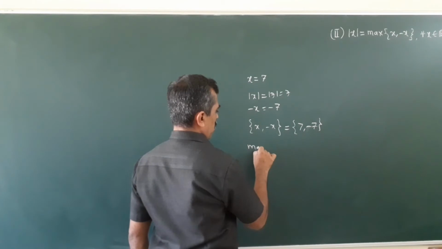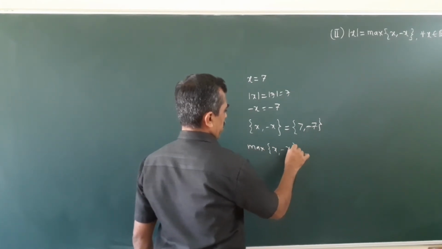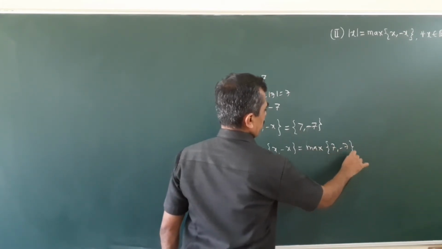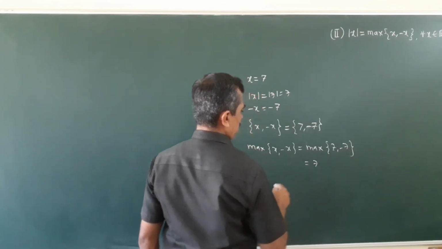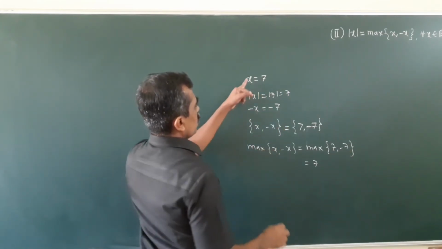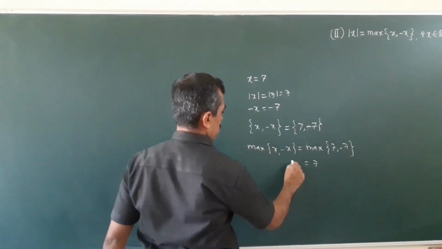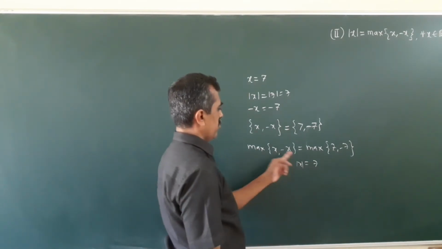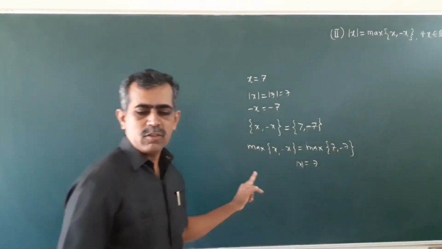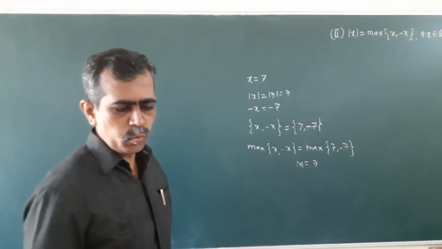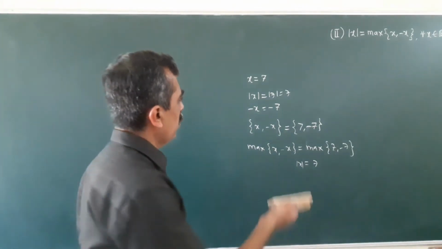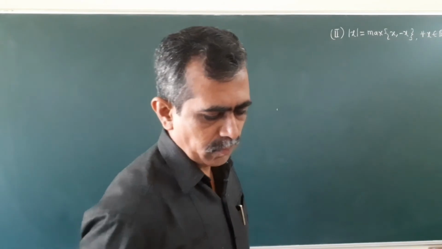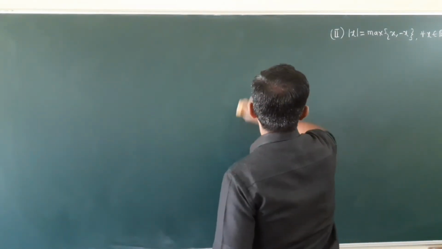Now what is the maximum of x comma minus x? The maximum of 7 comma minus 7 is 7, and mod of x is 7. So this is nothing but mod of x. Mod of x is the maximum of x comma minus of x, and this is true for any real number. We can prove this.